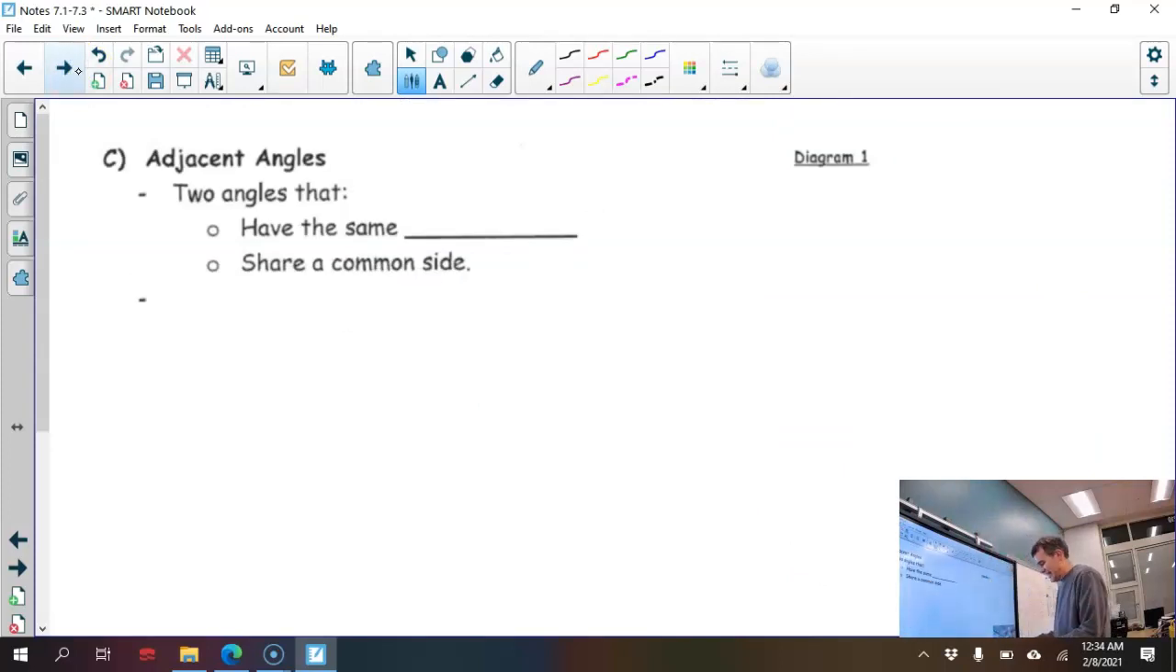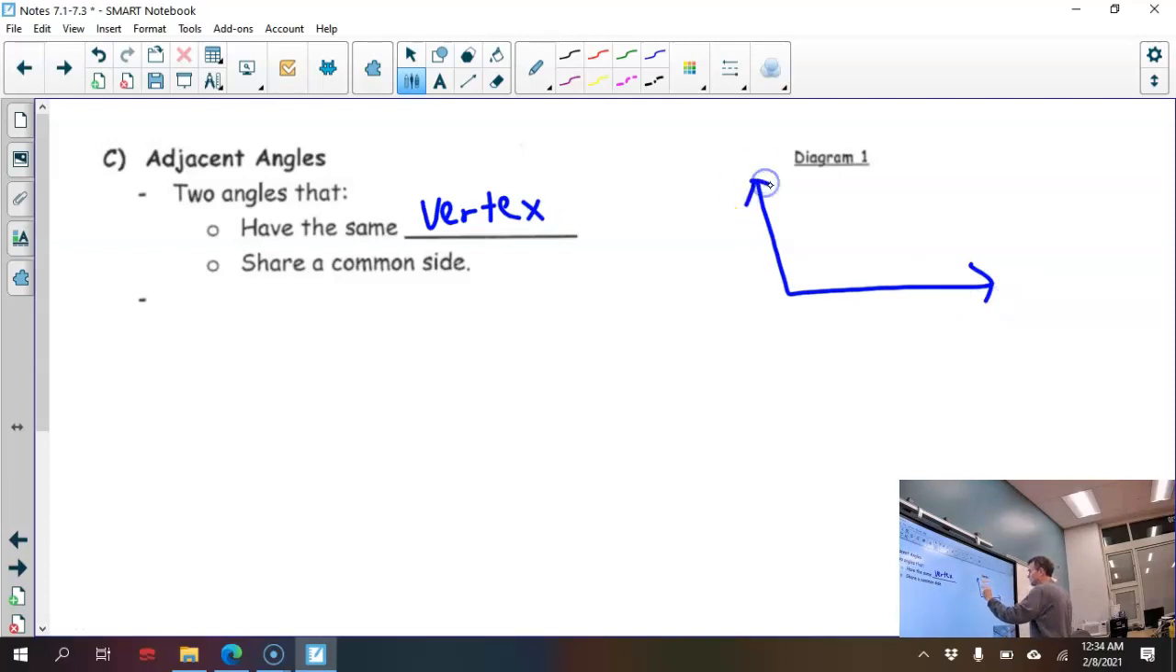Right, adjacent angles. This is two angles that have the same vertex. They must have the same vertex. So let's draw an angle. We're going to call this angle ABC. And we'll split it up and we'll call this D.